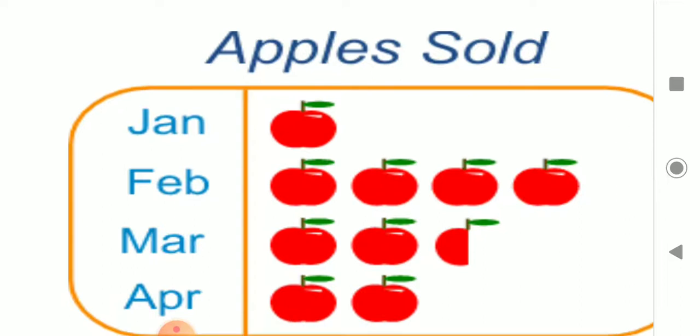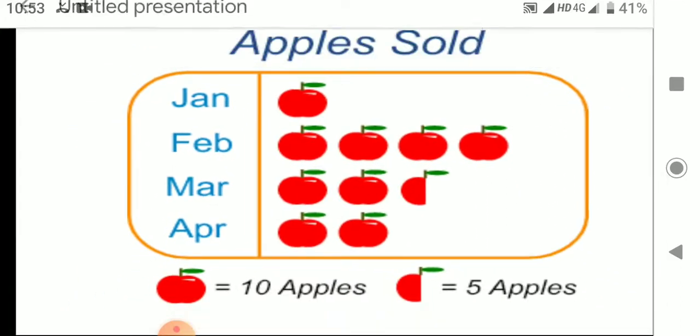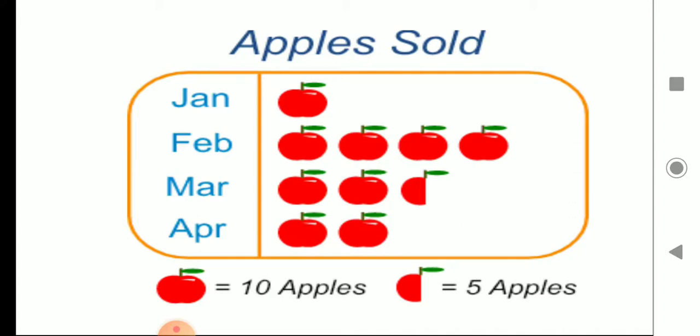Here also you could see one example. Apples sold in January. One apple stands for 10 apples. You cannot draw 10 apples here, it will take a longer time and more space. So one apple represents 10 apples, and the half apple represents 5 apples. In January, how many apples were sold? 10. In February, 40. In March, 25, and in April, 20. This way the picture gives us the information or the data.